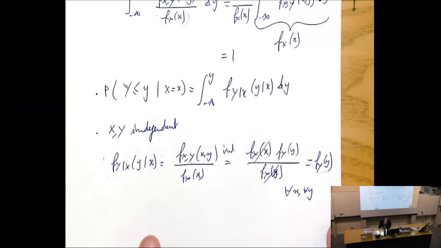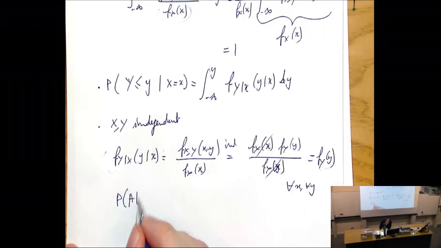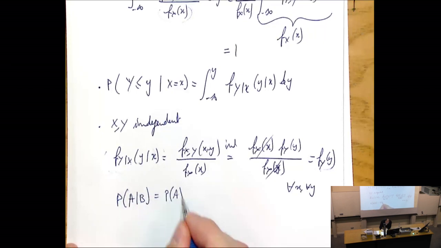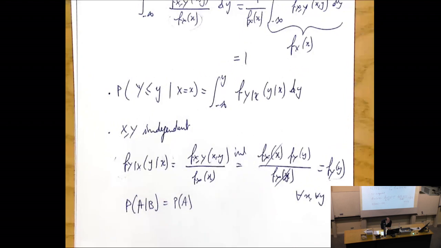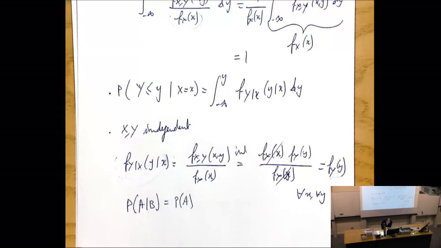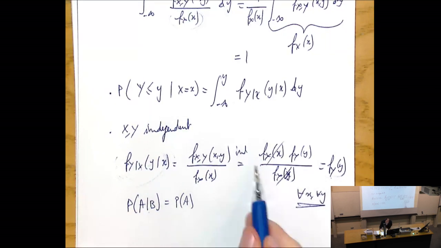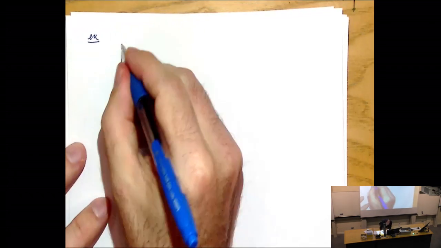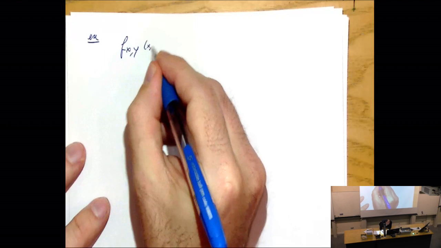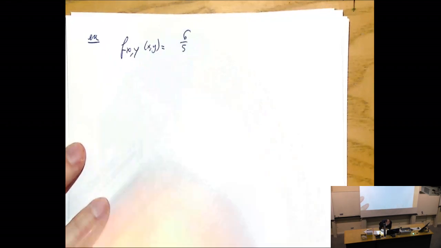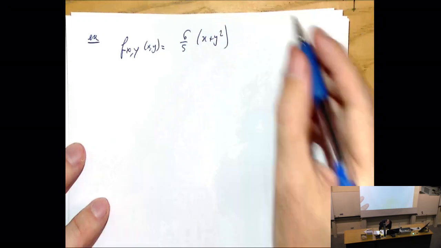So this is a little bit reminiscent of what we had earlier on, where P of A given B is equal to P of A. But now that holds not just for probability but also for the probability density function or probability mass function of random variables. And this has to hold for all x and all y because this relationship holds for all x and all y. Okay, good. So just an example of this. We had this earlier on. We had this function here, 6 over 5 times (x plus y squared), and we had a square domain.